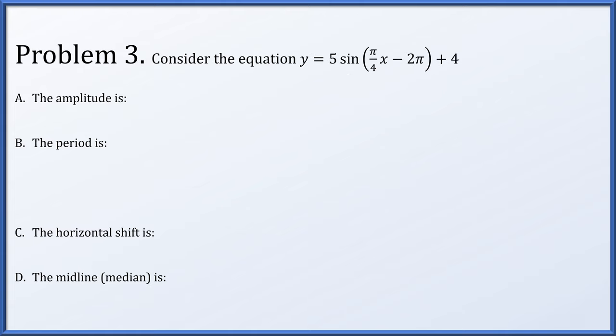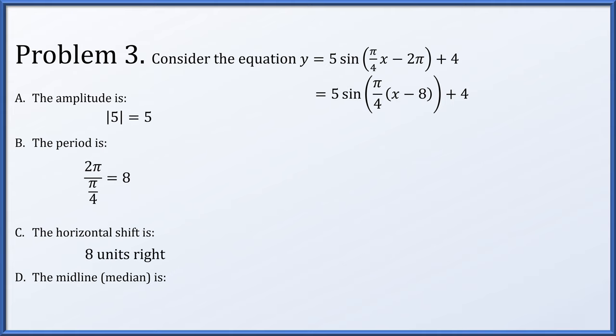For problem 3, consider the equation y equals 5 times the sine of pi over 4 x minus 2 pi, plus 4. Now, if we factor the pi over 4 out from the quantity inside the sine function, what's left behind is x minus 8. So the amplitude is the absolute value of the coefficient of the sine function, that's 5. The period is 2 pi divided by the constant we factored out inside the sine function. 2 pi over pi over 4 is exactly equal to 8. The horizontal shift is 8 units to the right. And the median is y equals 4.